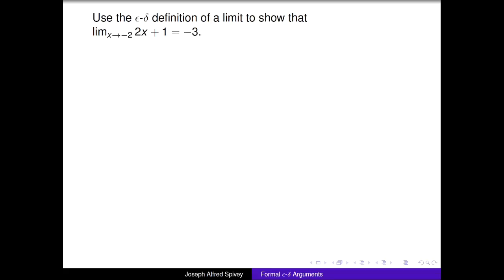In these types of problems, there are two steps. In step 1, we're going to work backwards. We're going to work backwards from absolute value of f of x minus L is less than epsilon, and we want to do some algebra to work towards absolute value of x minus a is less than delta. What we're going to do first is identify the parts of the precise definition of a limit. Namely, we need to know our function f of x, our limit value L, and our value a.